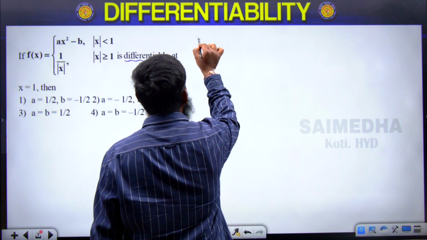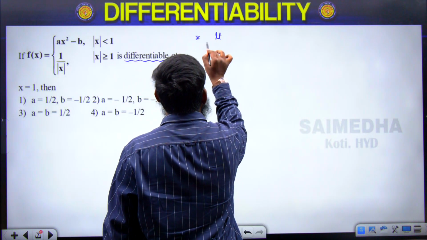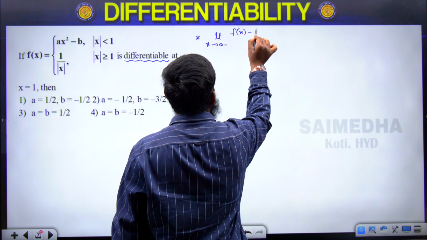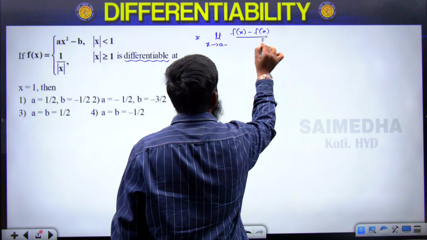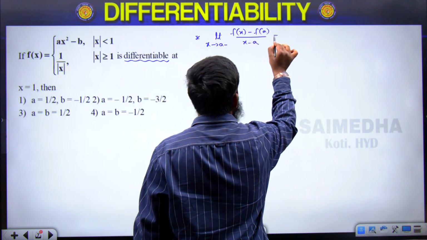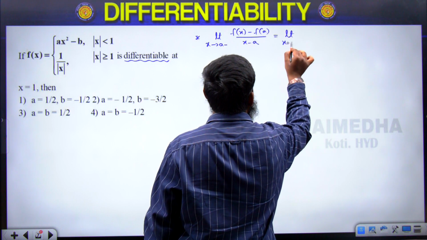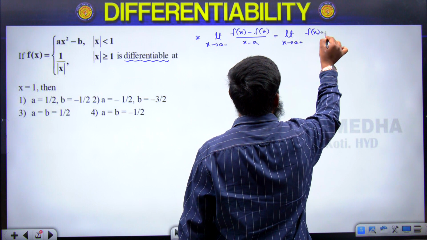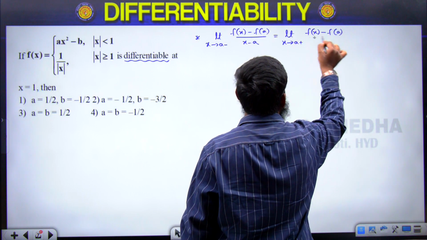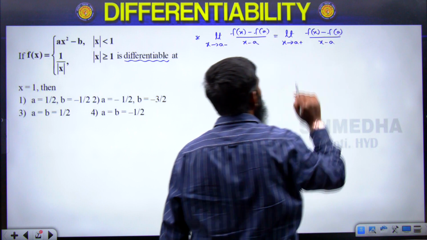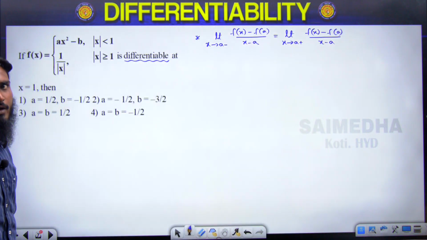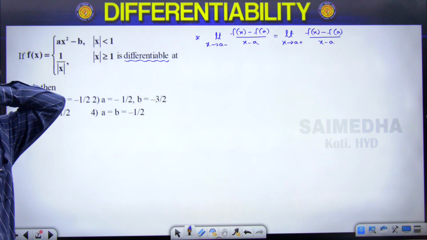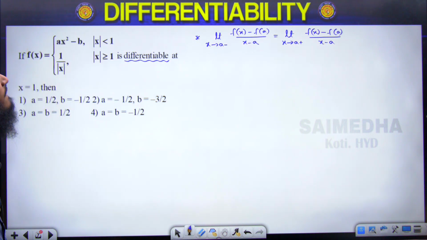What is the condition we are having for differentiability actually? Limit x tends to a minus f of x minus f of a divided by x minus a, which is equals to limit x tends to a plus f of x minus f of a divided by x minus a. This is the condition for differentiability we are having. Okay. L value and M value should be same. L is equals to M. These two values should be same over here.